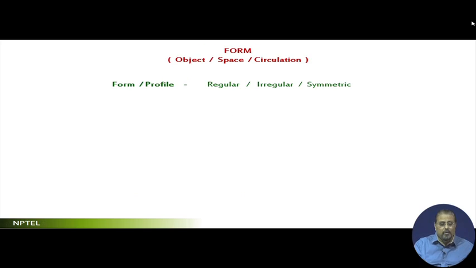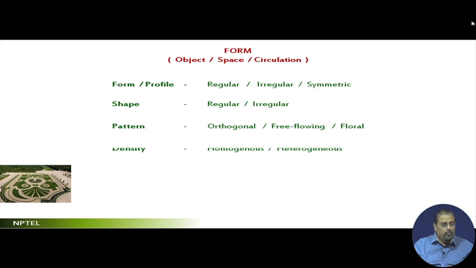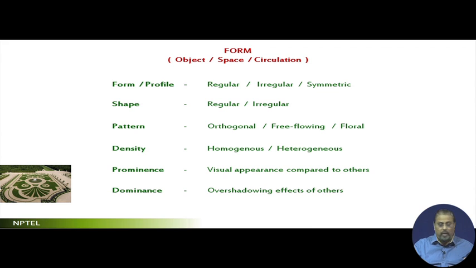Other aspects: form, profile, shape, pattern, density, prominence, and dominance. These aspects are again very, very subjective to a certain extent. However, form and profile, we say for an object or space, whether it's a regular space or irregular space, or is it a symmetric space, all these are with respect to the profile, meaning this profile.